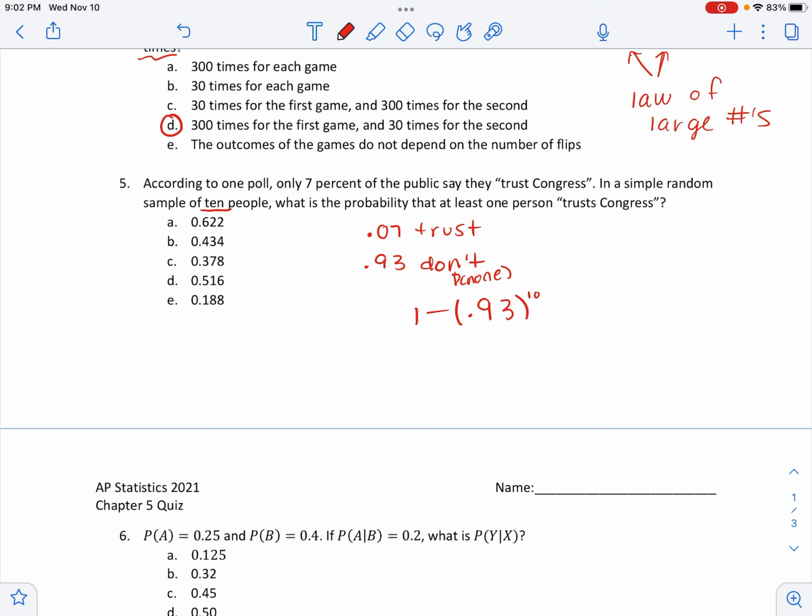All right, so I'm going to plug this in real quick. I'm doing 1 minus 0.93 to the 10th power. And I get 0.516. So the answer here is D.